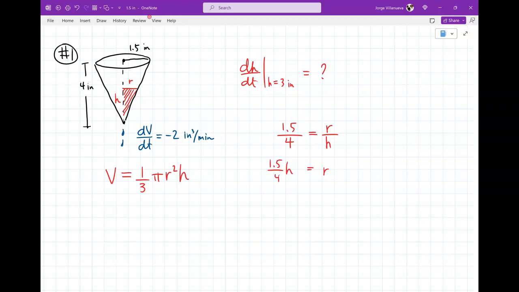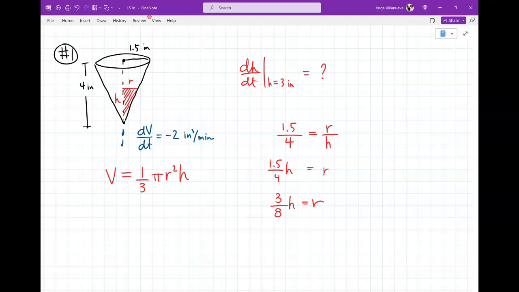Now, the way I did this when I did it in class last time is I rewrote everything, because I didn't want to do a 1.5. So I know 1.5 is 3 halves, and 3 halves divided by 4 is 3/8. So this is your r value. It's 3/8 h. So again, I just rewrote 1.5 as 3 over 2, and then 3 over 2 divided by 4, that's 3 over 8. All right. So now that I know that I can replace r with an h variable, I'm happy with that because, again, I want h's in the problem because I need a dH/dt.